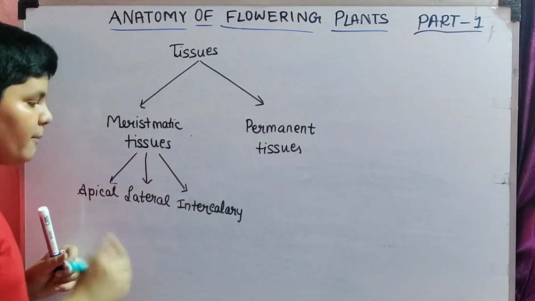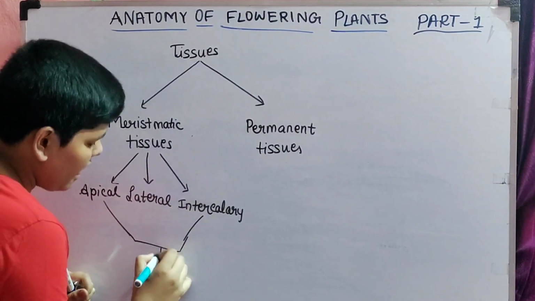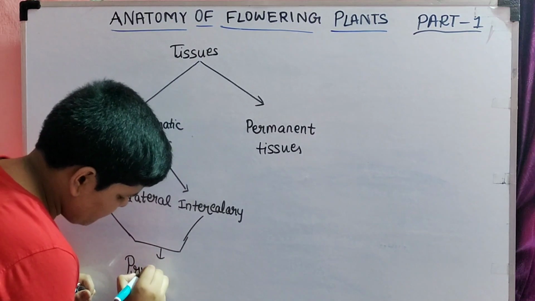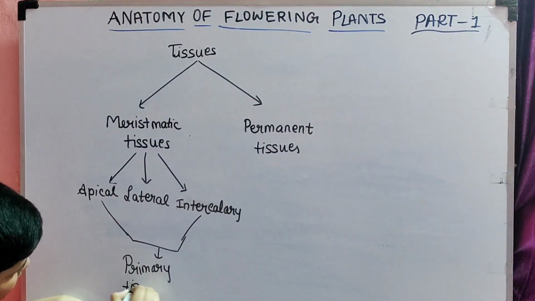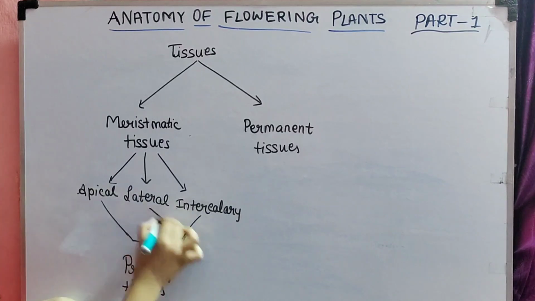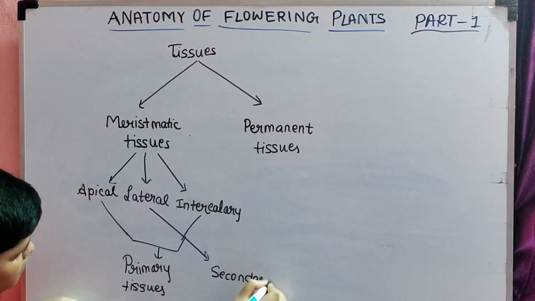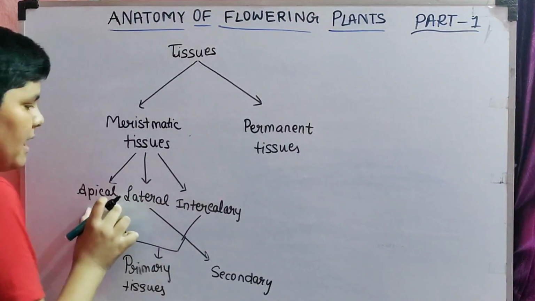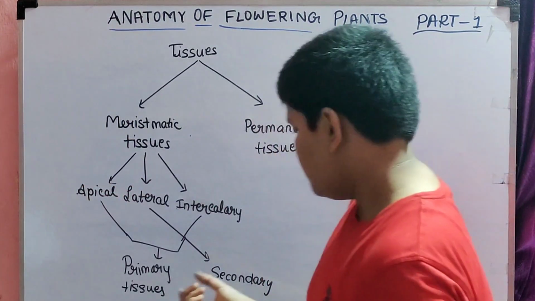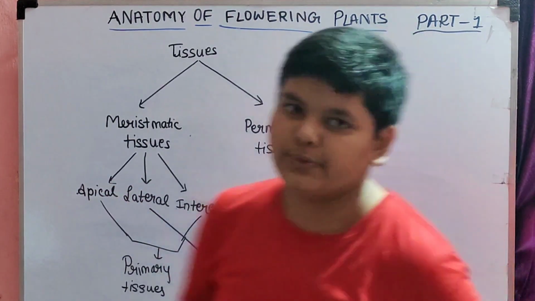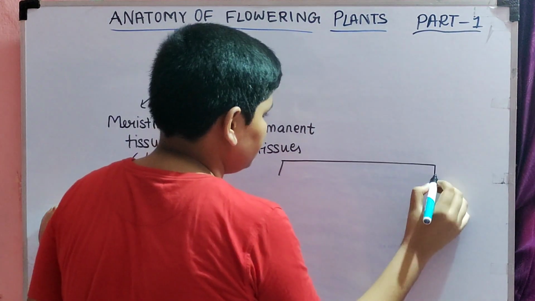So here the most important thing is apical and intercalary. These two are called primary tissues. And lateral tissue is called secondary. We will be discussing why apical and intercalary are called primary and why the lateral is called secondary tissue.